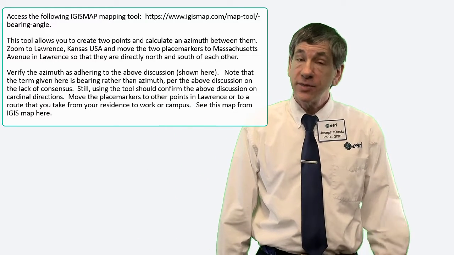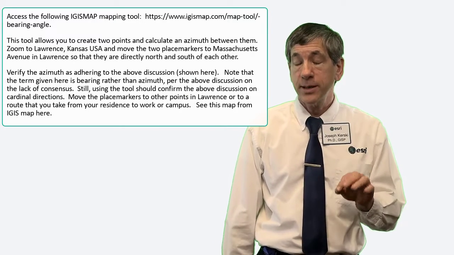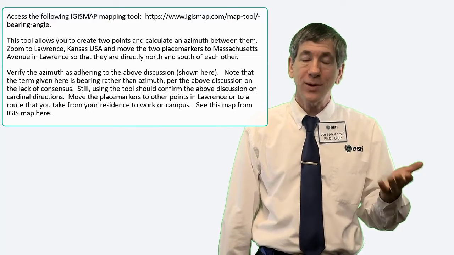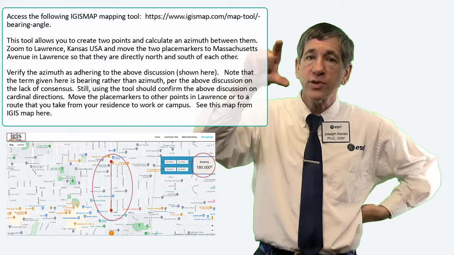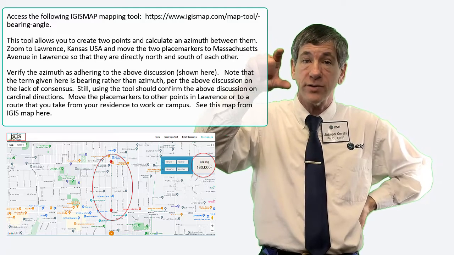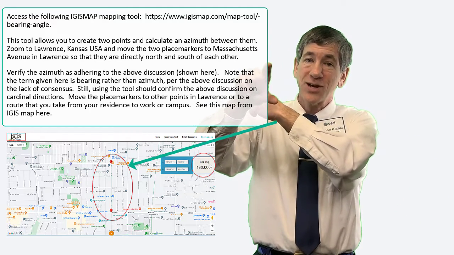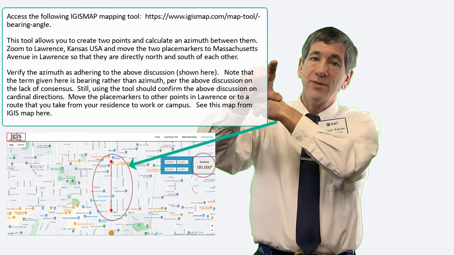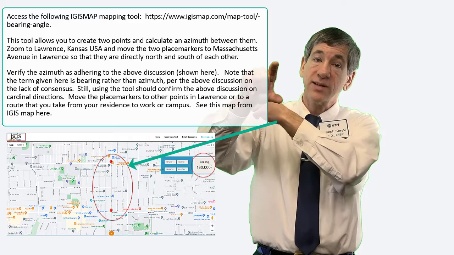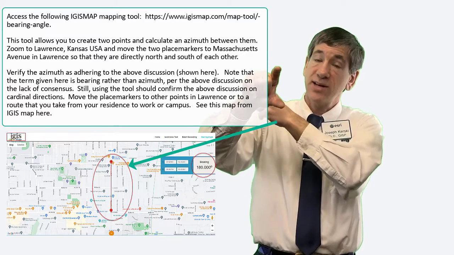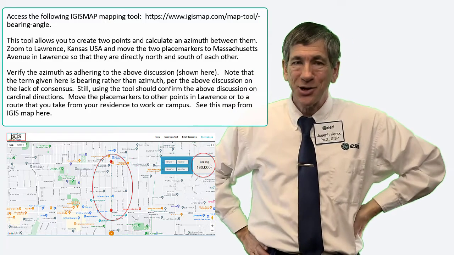Access the following IGIS Map mapping tool at igismap.com. This tool allows you to create 2 points and calculate an azimuth between them. Zoom to Lawrence, Kansas, USA, and move the 2 place markers to Massachusetts Avenue in Lawrence so that they are directly north and south of each other. Verify the azimuth as adhering to the above discussion. Note that the term given here is bearing on this map rather than azimuth, per the above discussion on the lack of consensus. Still, using the tool, you should confirm the above discussion on cardinal directions.